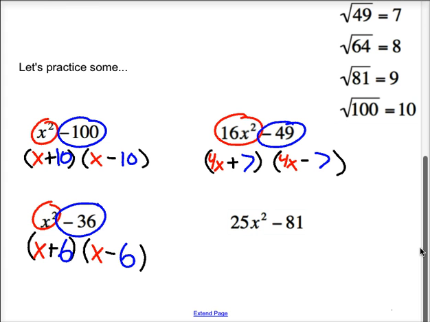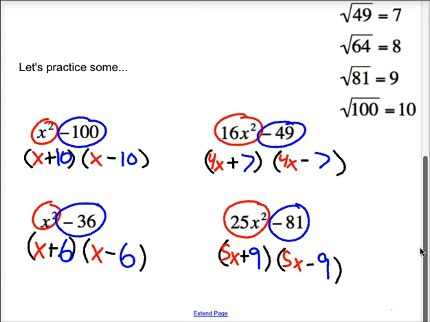Looking at the next one, again, same deal. I see two things being subtracted, and the 25 and the 81 I recognize as perfect squares. So how does 25x squared break down? Well, the 25 breaks down into 5's. The x squared gives me x's. 81 breaks down into 9 and 9. So that's the first technique to remember today, our difference of squares pattern.